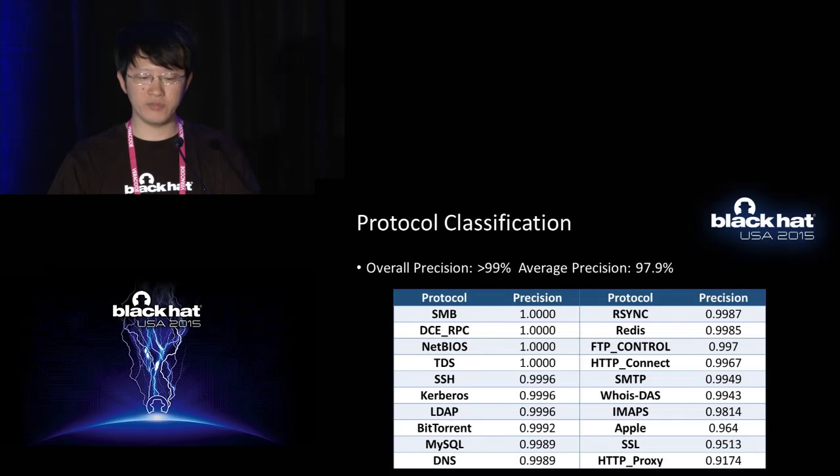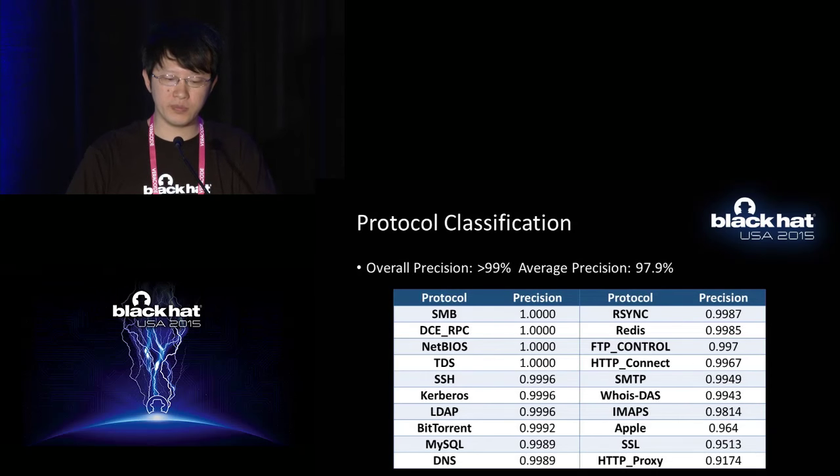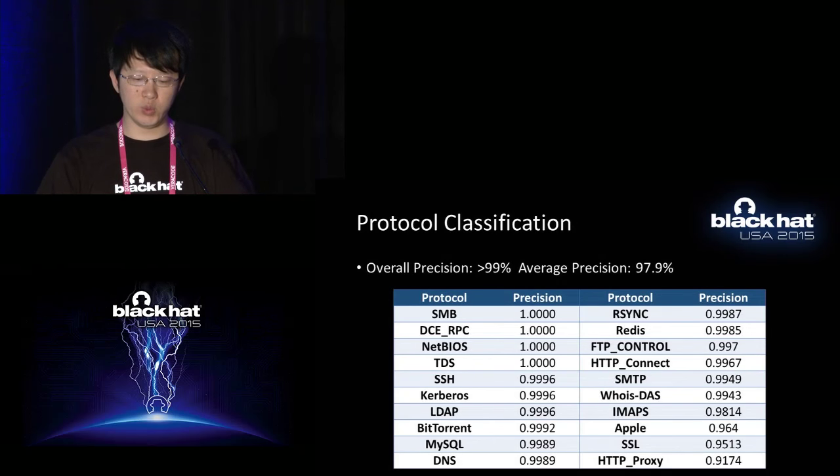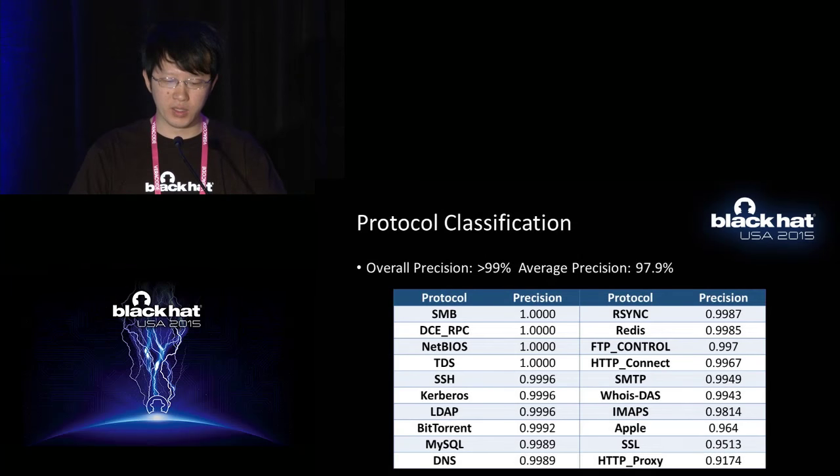Here are the evaluations for our results. Because HTTP is easy to identify in the traditional way, we don't take it into account. The table lists the precision on the top 20 popular protocols. All of them are greater than 0.9. Please see the table.